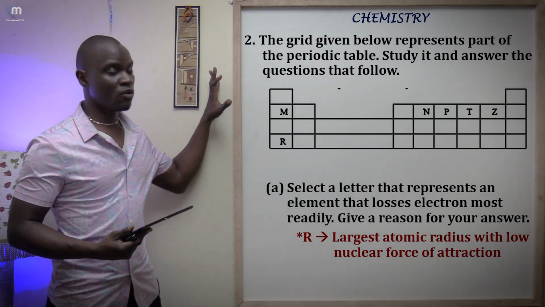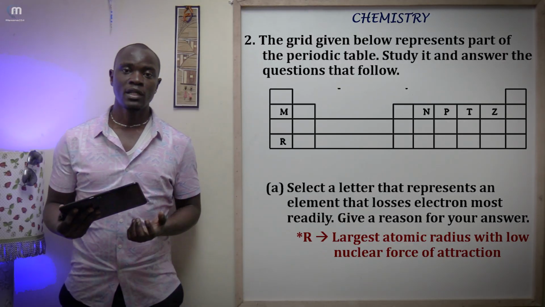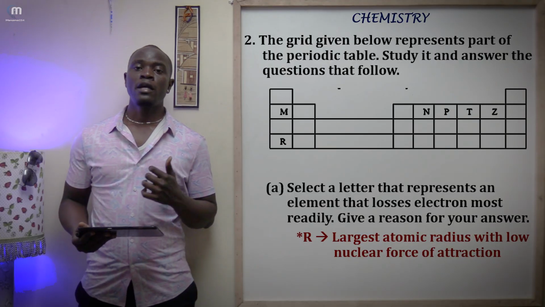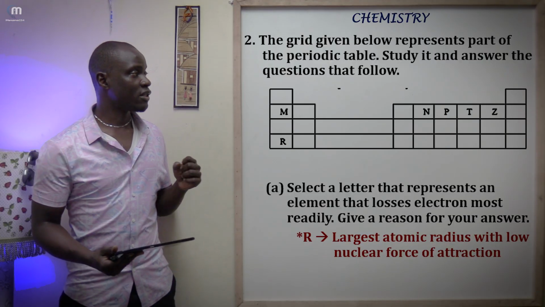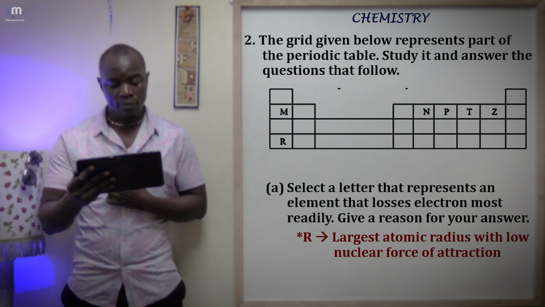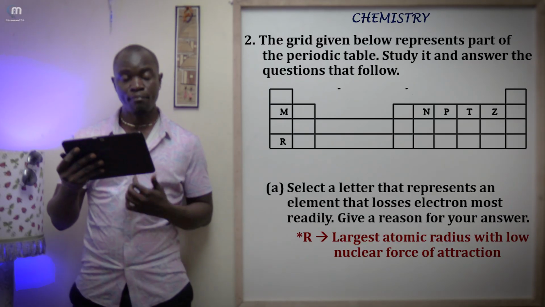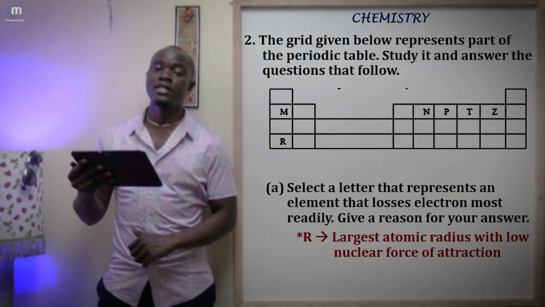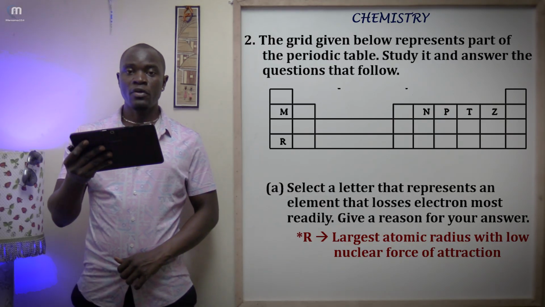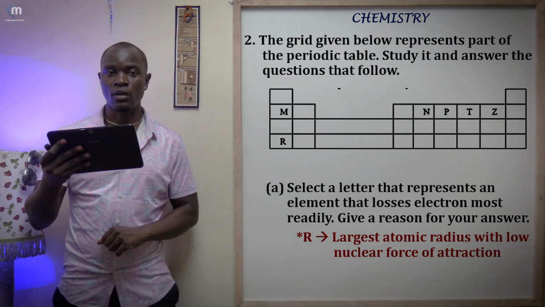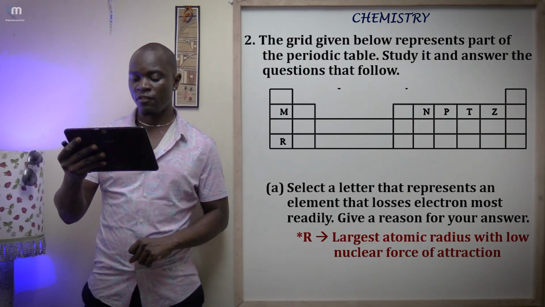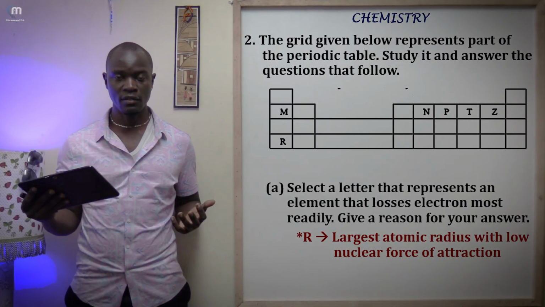Of course, these letters are not the actual letters. They have just used arbitrary letters in order to derive a point that the student should be able to calculate. We are being told that the grid represents part of the periodic table. As you can see, in the first group we have metal M and metal R. Then in period 2 we have M, N, P, T and Z.